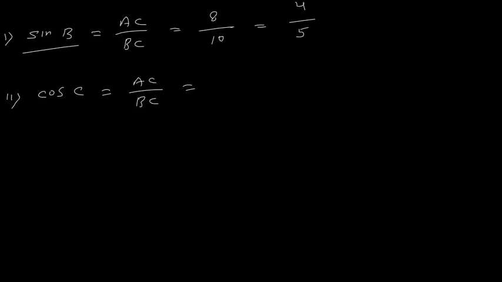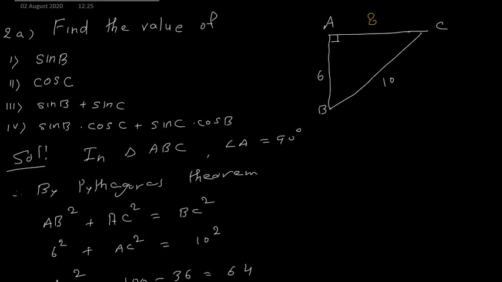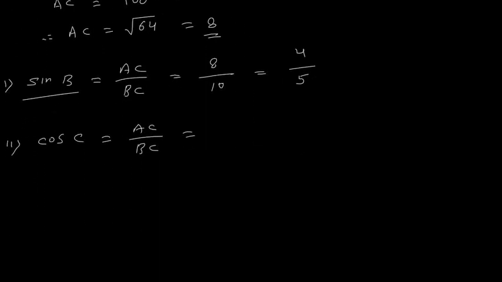So you have to see what is the adjacent side of angle C. The adjacent side is AC and the hypotenuse is BC. So AC upon BC is your cos C. The value of AC is 8 and the value of BC is 10, so this is 4 upon 5. See the relation: sin B and cos C are equal. In a right angle triangle, sin of one acute angle is equal to cos of the other acute angle. So sin B and cos C we have done.